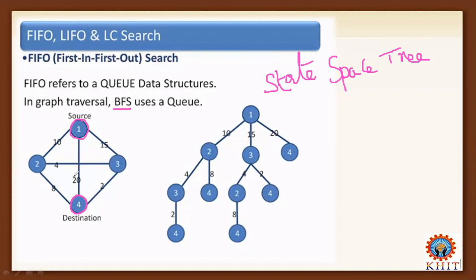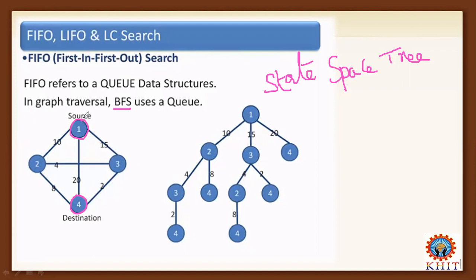I need to find the shortest route from the source node to the destination node by constructing a state space tree with the minimum number of iterations. Finally, I need to find the path from source to destination by using the first in, first out branch and bound technique, which we will discuss.